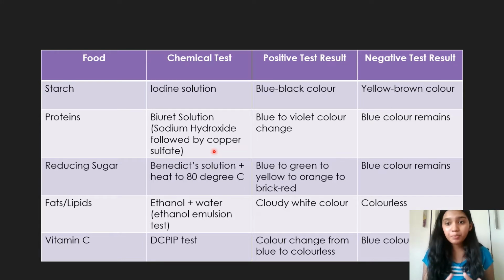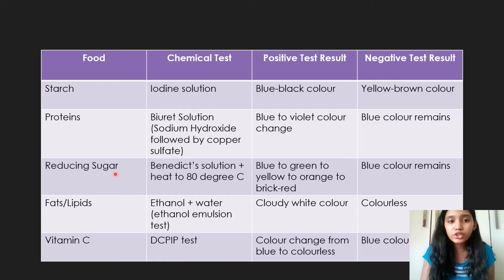If there's a positive test result, there's a color change from blue to violet. And if not, the blue color remains. This table, there's a lot of mugging up, but you get so many marks for ATP just to remember this. It's completely worth it. So just go for it.